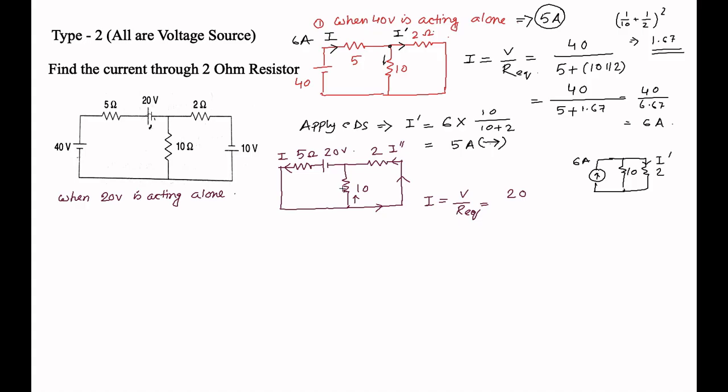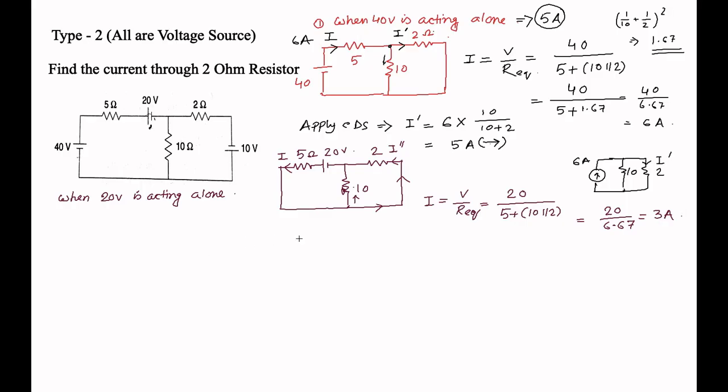This is nothing but the same: 5, 10 and 2 are parallel and then they are connected in series. So 10 and 2 are parallel, and then this 5 and that resistance are in series. That is 20 by 6.67. That means here if it is 6 ampere, then it is 3 ampere. So the current supplied by the 20 volt is 3 ampere.